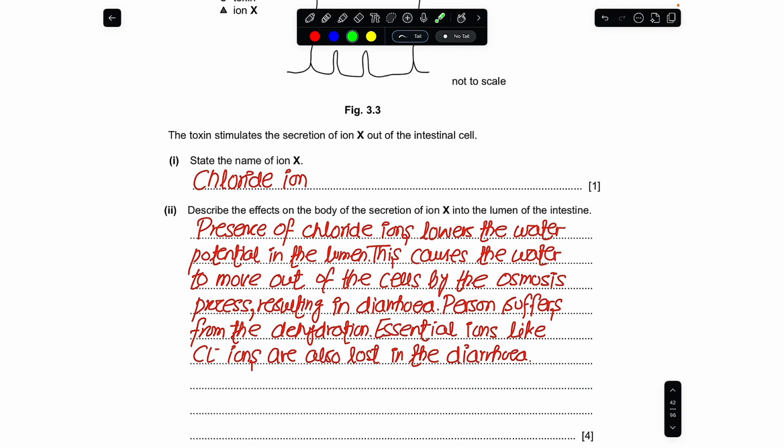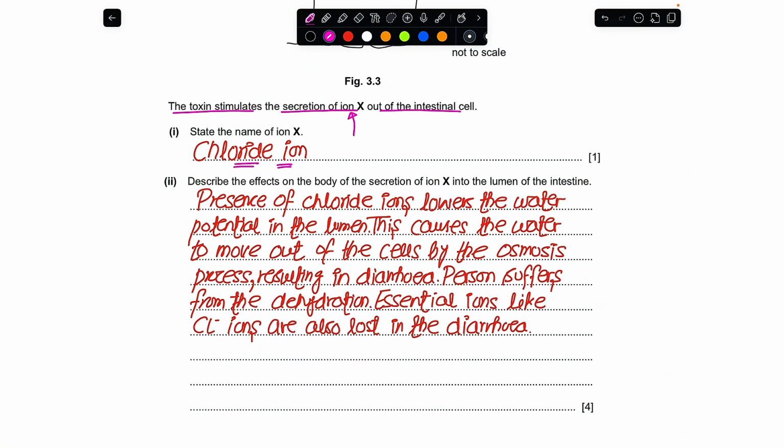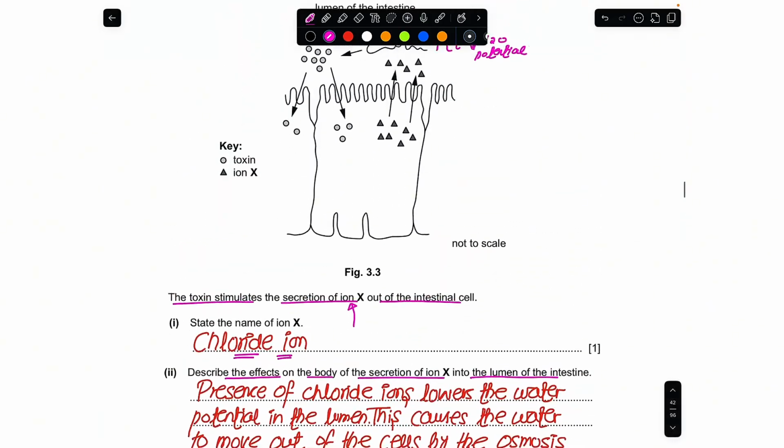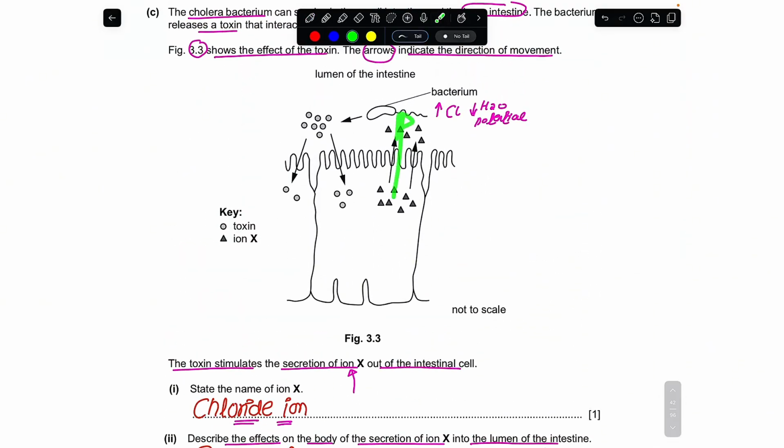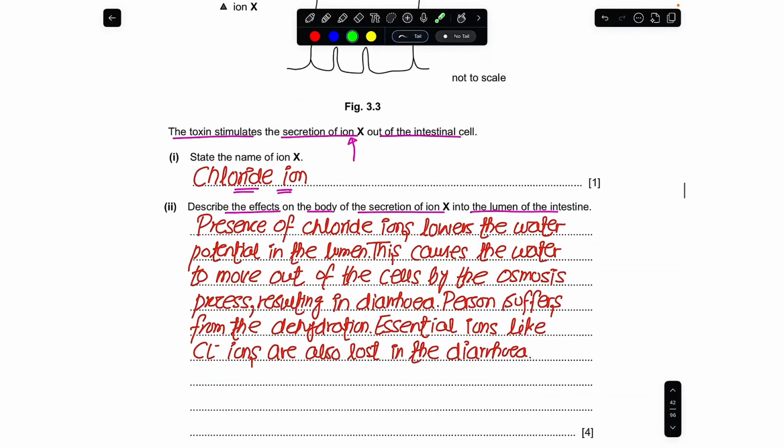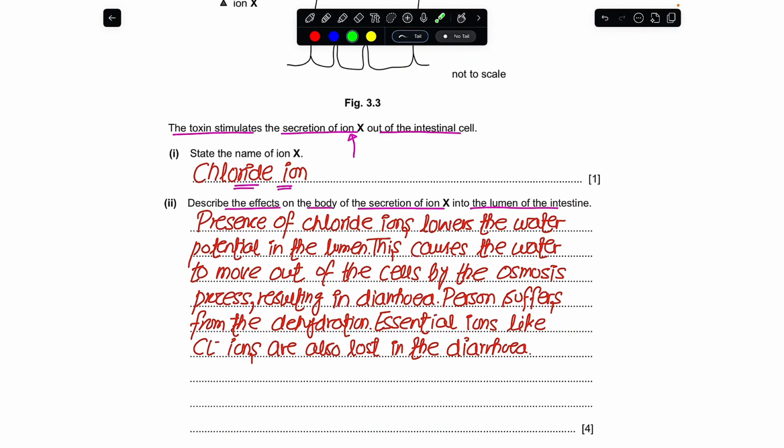For the first 1 mark, they tell us that the toxin stimulates the secretion of X out of intestinal cells. They want us to tell the name of this X ion, so this is the chloride ion. For another 4 marks, they are asking us to describe the effect on the body of the secretion of ion X into the lumen of the small intestine. Like if this chloride ion is going out, how can this impact us? This is what we are required to describe.